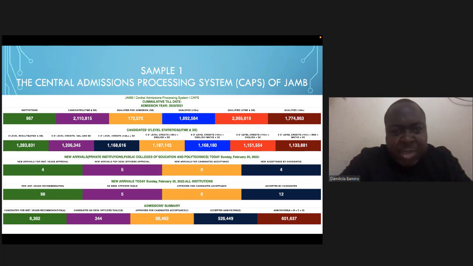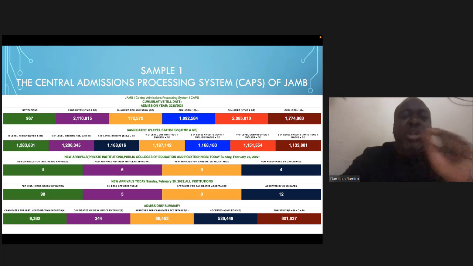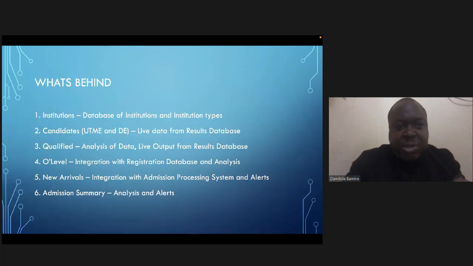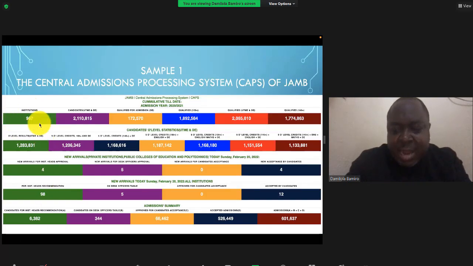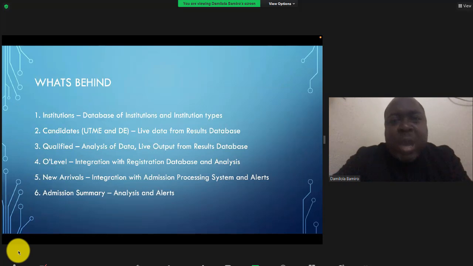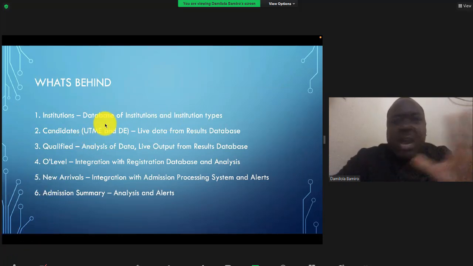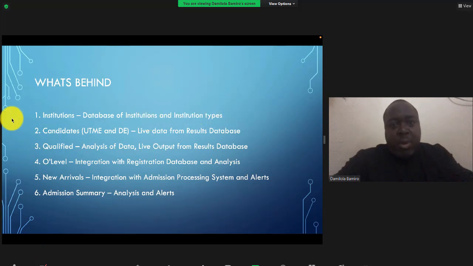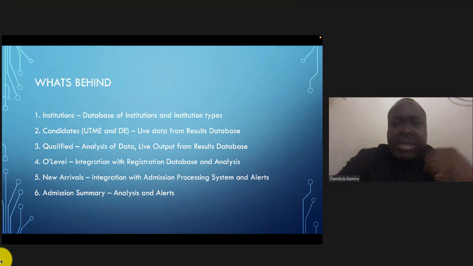But I'm not here to show you this dashboard. Let me now show you what went into this dashboard so that you can begin to understand what a dashboard is. Let's take note of institutions. Sorry, I'll be going back and forth so that we begin to see. Let's take institutions. For you to have that figure 967 on your screen now, it meant the system went into the database of institutions and institution types. So you tell the IT guy, give me a list of institutions. Tell me what types they are: polytechnics, colleges of education, universities.